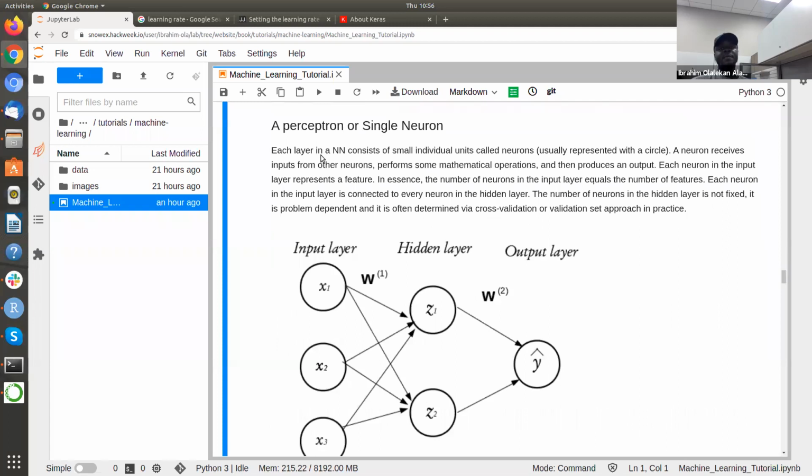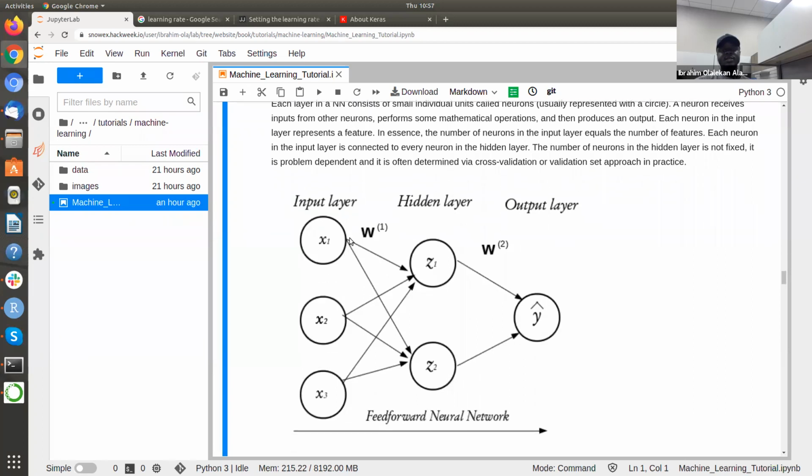Each layer in the neural network consists of small individual units called neurons, and they are often represented by circles. A neuron receives input from other neurons. Just like this is a neuron and it receives input from these neurons here, and then produces an output. So it produces something here, and it also passes it to the next one here. Each neuron in the input layer represents a feature. So in essence, the number of neurons you are going to have in the input layer is the number of features you have.